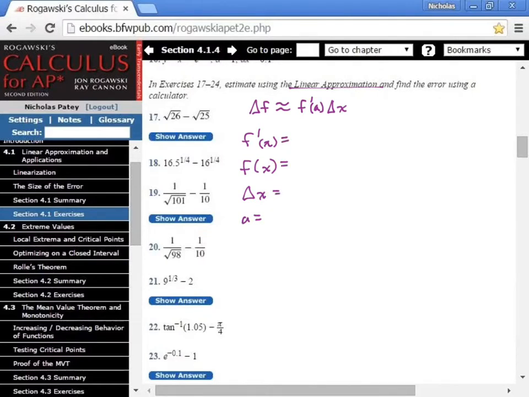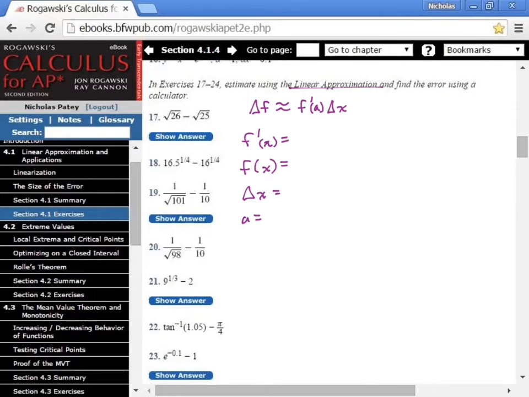Okay, so let's look at what we're given right here. We have to come up with a function for this. Then we have to see the change in x. And what is the a? A is supposed to be the number that's nice, the one that you can do in your head very simply. Okay, so what is our function? Anybody want to take a guess? Yeah? Square root of x. Square root of x, radical x, okay.